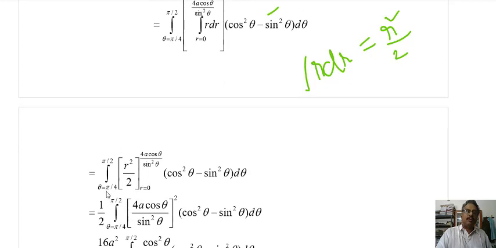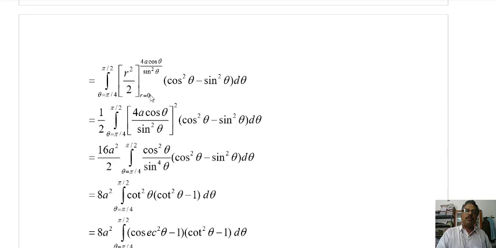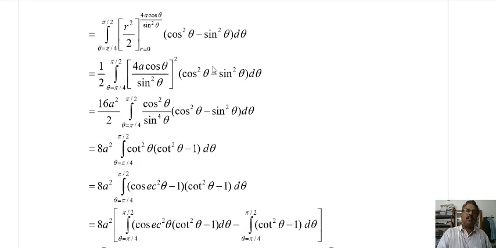Now theta is pi by 4 to pi by 2. So the r integral is r square by 2, with limits 0 to 4a cos theta by sin square theta, into cos square theta minus sin square theta d theta. Now first put r equals 4a cos theta by sin square theta. 1 by 2 is the common term, whole square minus.